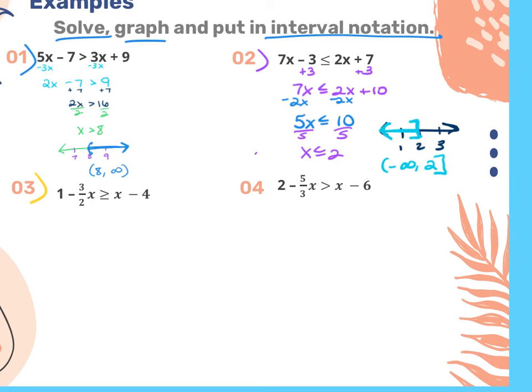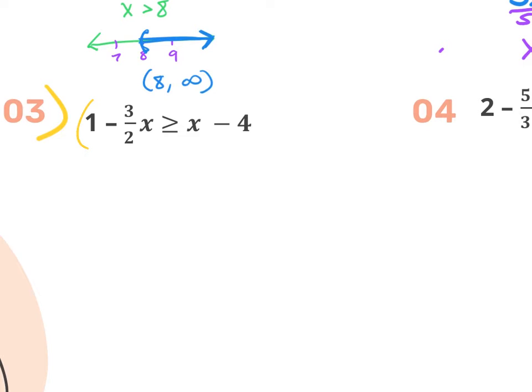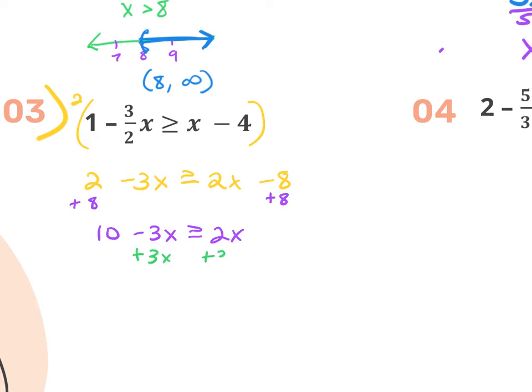Okay, number 3. First thing I would do is get rid of the fraction. I'm going to multiply everything by a positive 2. 2 minus 3x is greater than or equal to 2x minus 8. Don't forget to go all the way to the other side if you're going to get rid of it. Then, add the 8. Add the 3x. Divide by 5.